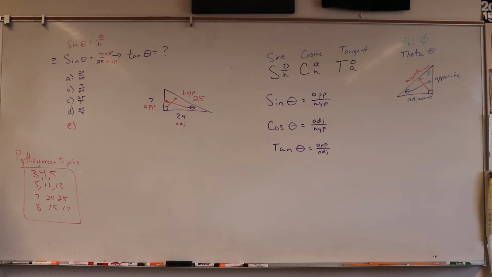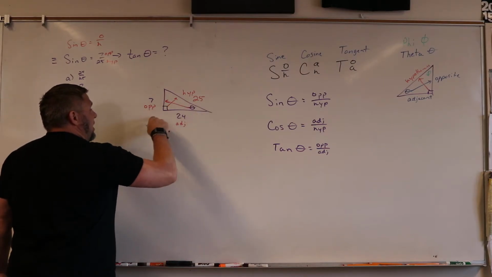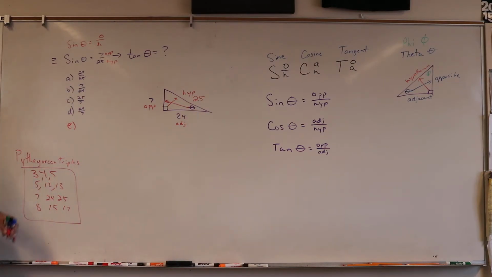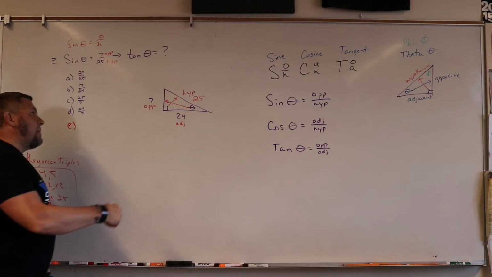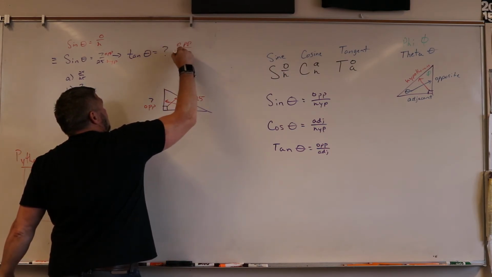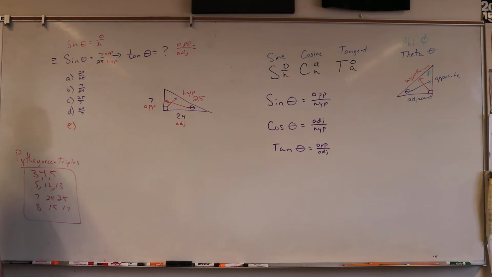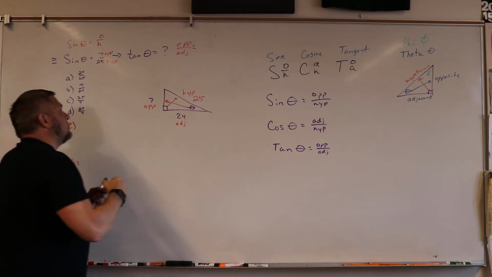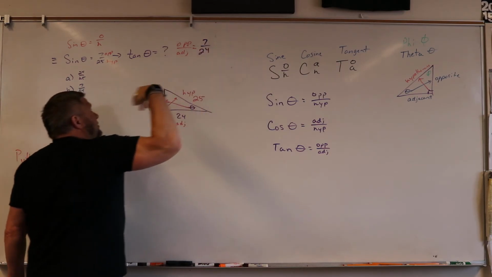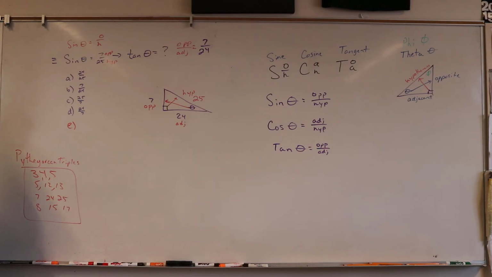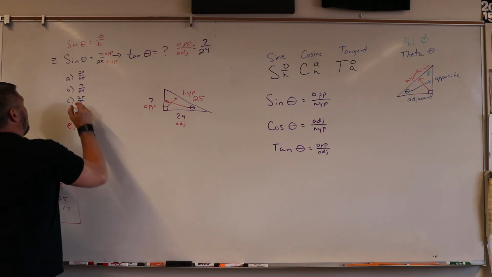Now, once we know what's opposite, hypotenuse, and adjacent, then we look at tangent. What's tangent? Opposite over adjacent. So what's the opposite side? 7. What's the adjacent side? 24. So tangent of theta equals the ratio 7 over 24. Which one's that? B. Alright, so that's our winner.